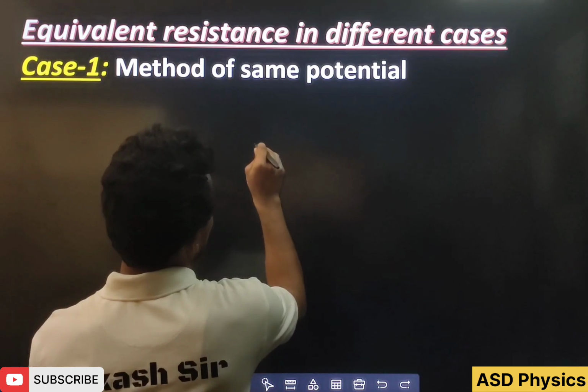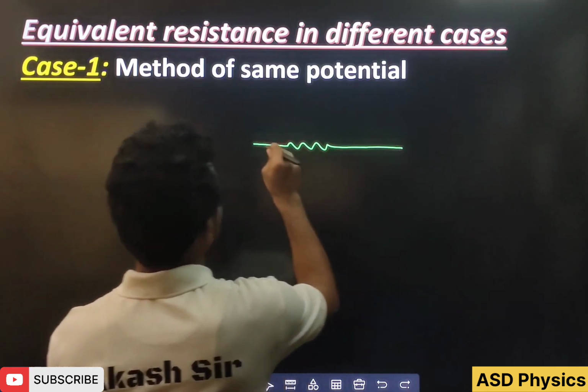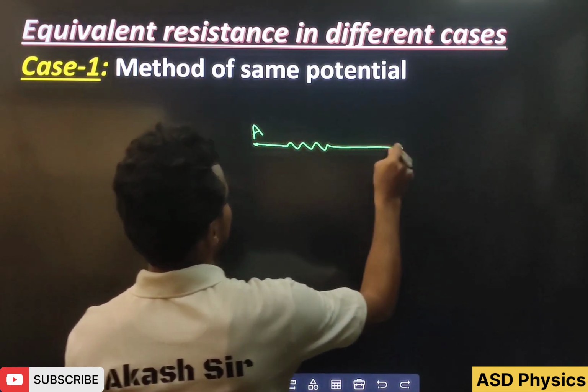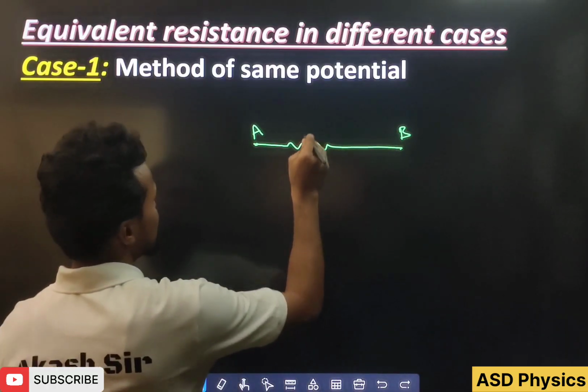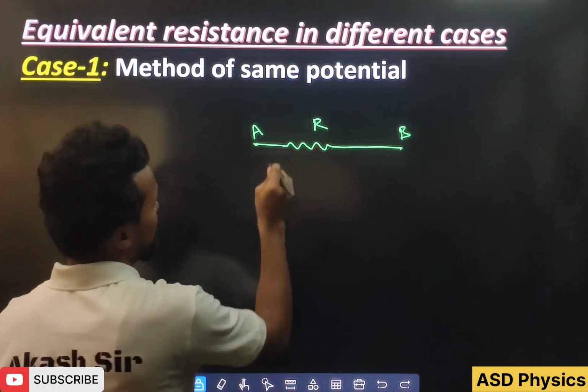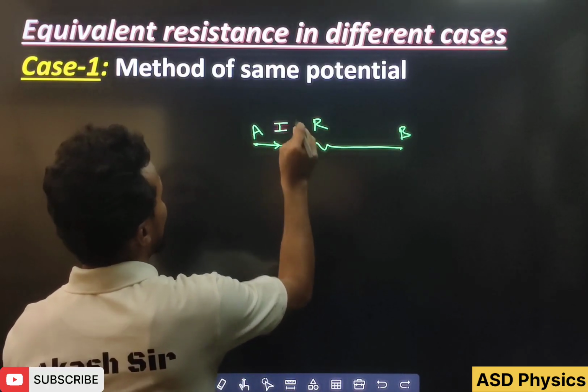It tells that if this is one wire, and this is A, this is B, some part of the circuit, and here the resistance is R, and let's take current I flowing here.